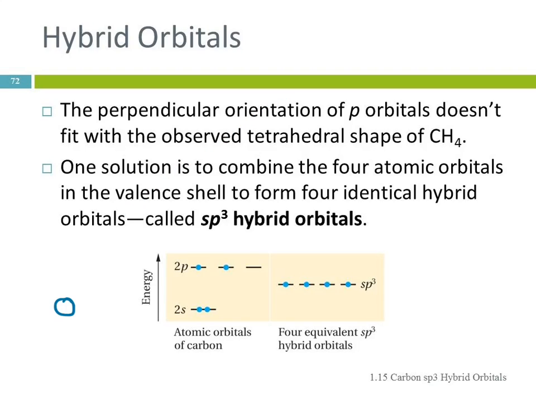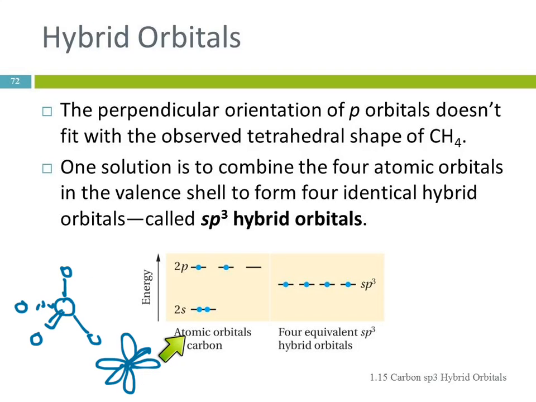But the methane molecule is a tetrahedron. And we don't get that from these orbitals that are at right angles to each other. So there must be something else going on here. Just looking at overlap of orbitals doesn't explain the observed shape. And so one solution, it's called valence bond theory, we don't need the name. One solution is to combine those 4 atomic orbitals and make hybrid orbitals.